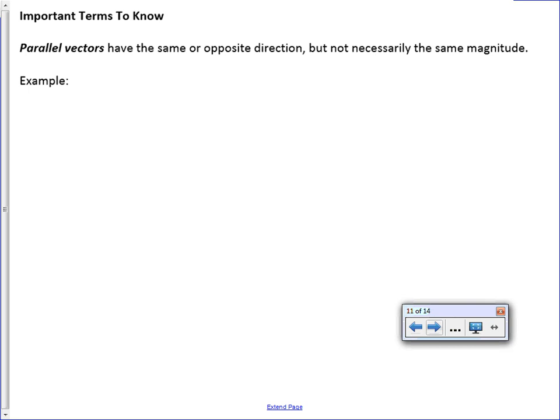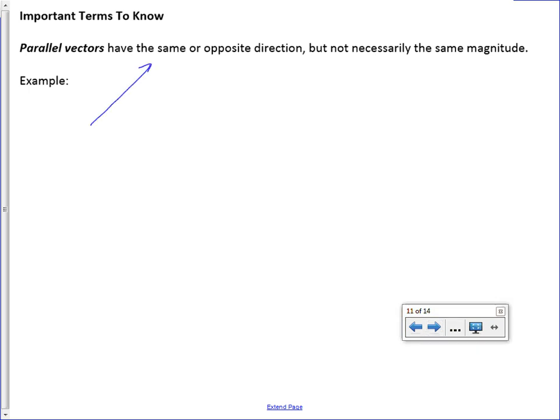So parallel vectors are vectors that have the same or opposite direction, but not necessarily the same magnitude. So if you're parallel vectors, you don't have to be the same size, but you just have to have the same or opposite direction.